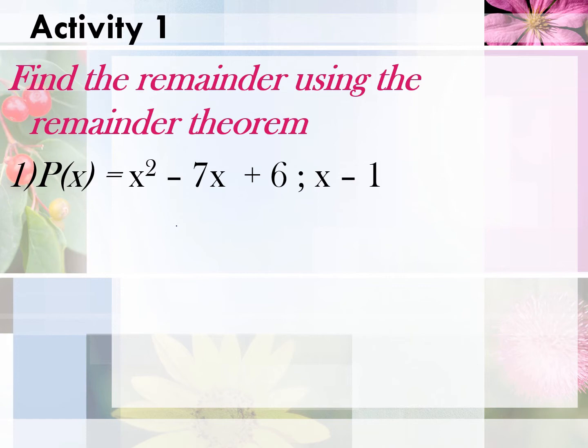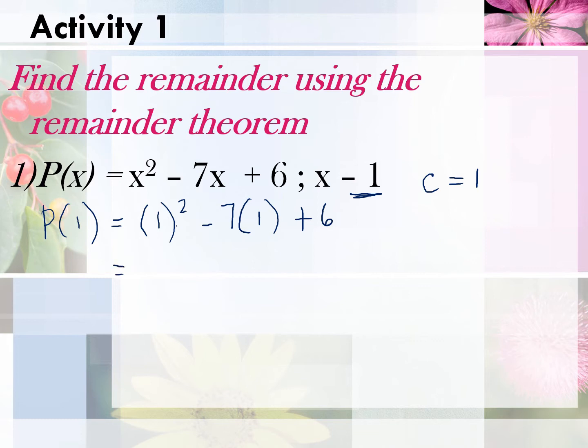So for us to find the remainder, we need to solve for the value of c. Value of c must be equal to positive 1 since the additive inverse of negative 1 is positive 1. So with the use of function notation, we can now solve for p of 1. Substitute lang tayo ng value ng x using 1. So 1 squared minus 7 times 1 plus 6.